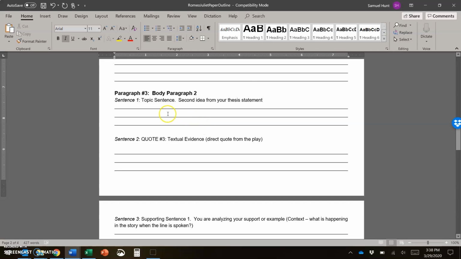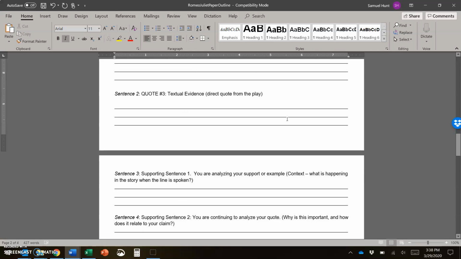Topic sentence, this is your second reason. The other reason that so-and-so is responsible for the deaths of Romeo and Juliet is, and tell us what your second reason is. With your quotes, it's the same thing as body paragraph 1, right? We're being very formulaic here.